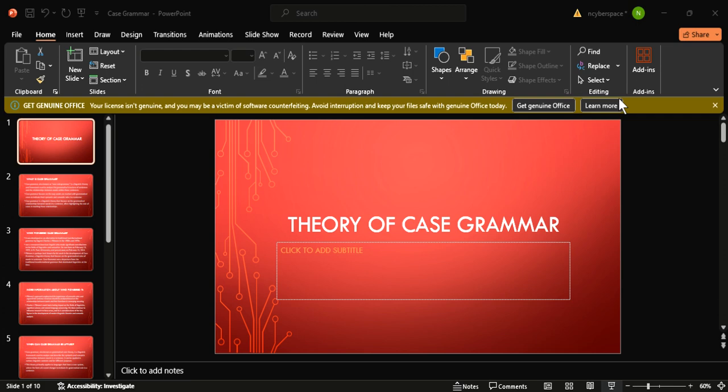Next, patient. The patient is the entity that undergoes an action or is affected by it. In John kicked the ball, the ball is the entity that undergoes the action, or is affected by the action. Next is instrument. The instrument is the entity or tool used by the agent to carry out an action.